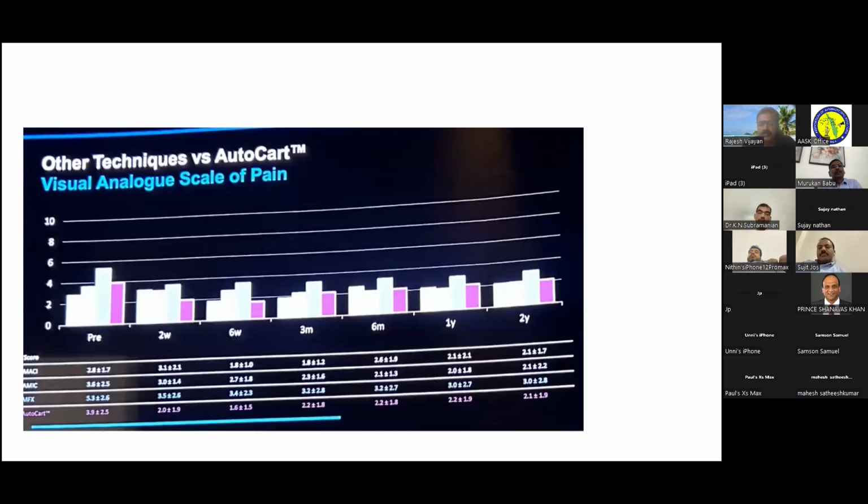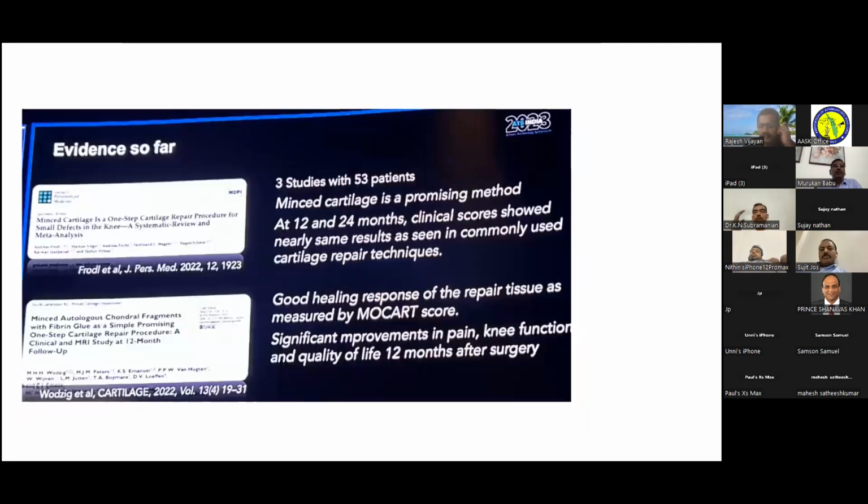The comparative standard for AutoCart is other procedures like ACI or BMAC, and the literature has shown that they have almost equivalent results. But ACI is expensive and has 2 stages. AutoCart is showing almost similar results to ACI, though it's a single stage and less expensive than ACI. So it is shown that it is equally good. And the current studies, at about 24 months, have all shown a very good outcome.